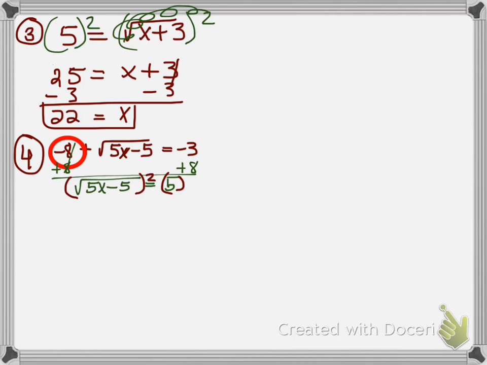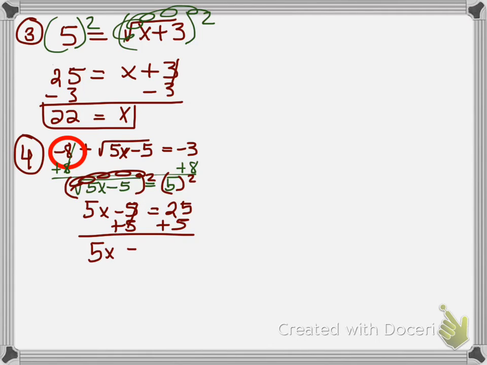So we have to square both sides because of the square root, which already shows there. And once we do that, we're going to have 5x minus 5 equals 25. Then I have to add 5. And 25 plus 5 is 30. So we're trying to solve for x here, so we have to get rid of the 5 by dividing, and we find out that x is 30.